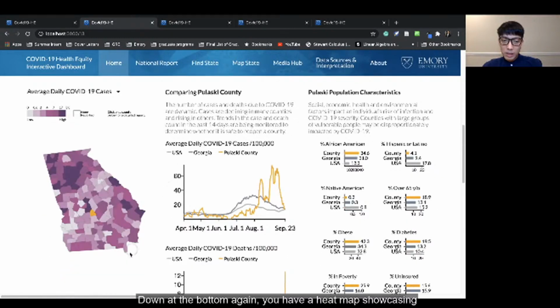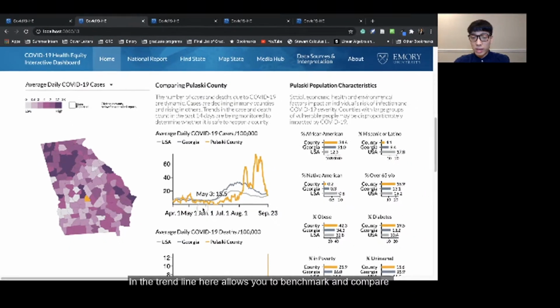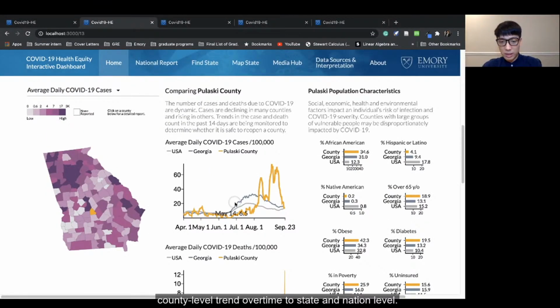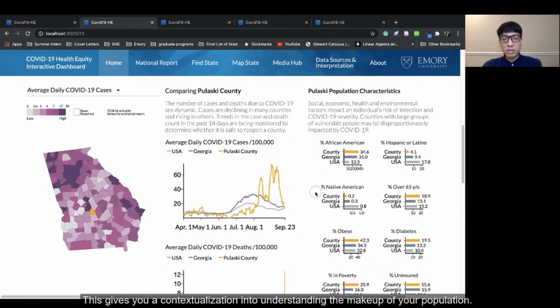Down at the bottom, again, you have a heat map comparing counties across a state. And the trend line here allows you to benchmark and compare county level trend over time to the state and nation level. So in this particular example, Pulaski County had seen a huge increase starting in August and onto September. And this also gives you a quick snapshot of the Pulaski County population characteristics shown through a bar chart. This gives you some contextualization into understanding the makeup of your population.